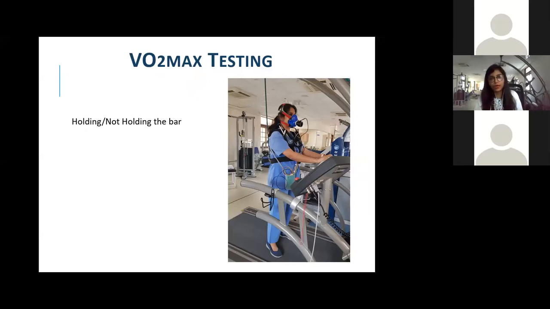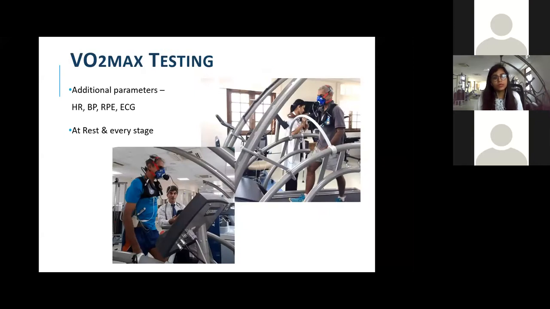After this preparation, there are a few parameters that we note down. We take a person's heart rate, blood pressure, and RPE at rest. As you could see in the previous slide, we also take the ECG, continuous ECG monitoring. And all these things are in addition to what we see in the machine. After we fix this VO2 max machine, there are a few things that we see on the main screen, and in addition to that, we take all this data at rest and during each stage of the test.